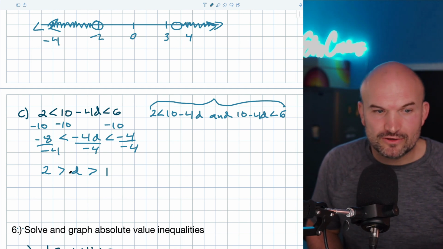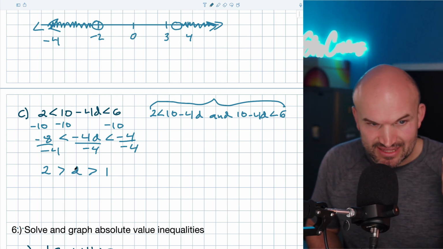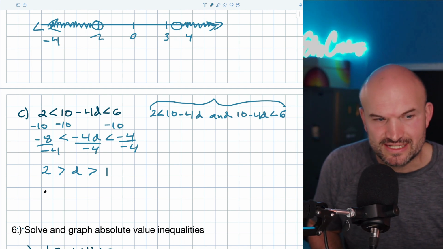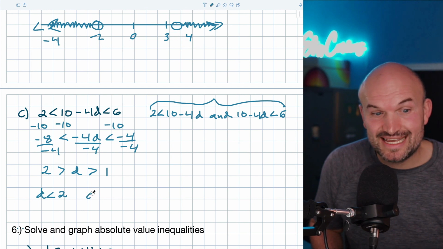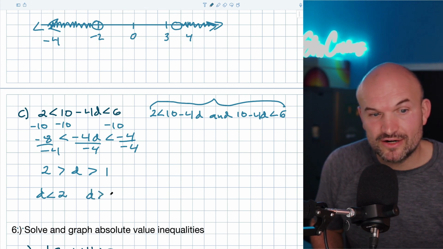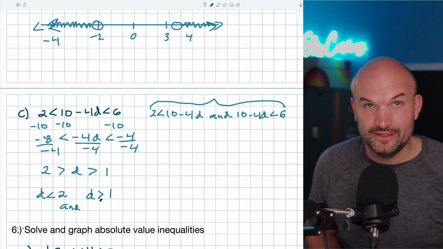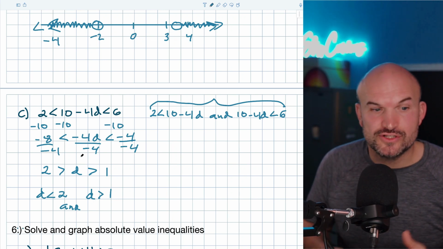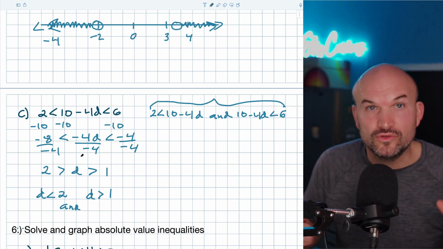All right. So remember, d is less than 2, but d is greater than 1. So let's go ahead and show how this works. So we can say d is less than 2, right? But d is greater than 1. Okay, so remember this is an and inequality. So it's not just one or both have to be true. It has to be both of them have to be true. So we're looking for when are these both going to be true?